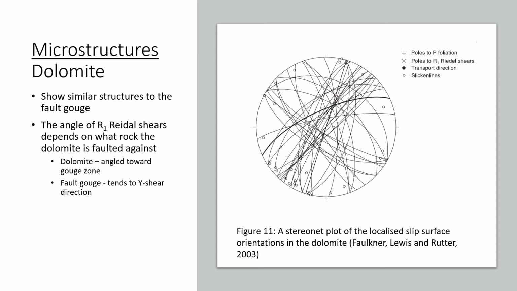Dolomite versus dolomite, the R1 shears tend towards the fault zone boundary, whereas dolomite versus fault gouge tends to the Y shear direction. Overall, it ranges from 50 degrees from the fault gouge to being parallel with it. From these R1 and R2 radial shears, a max compression direction of north to south was found.